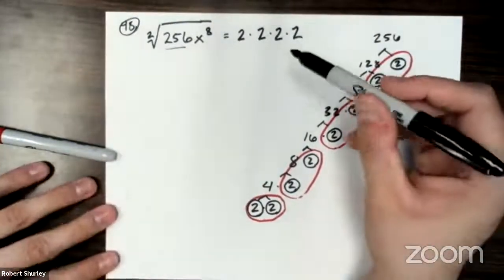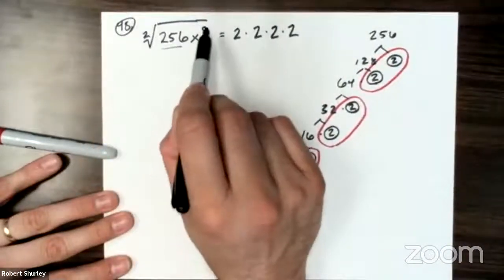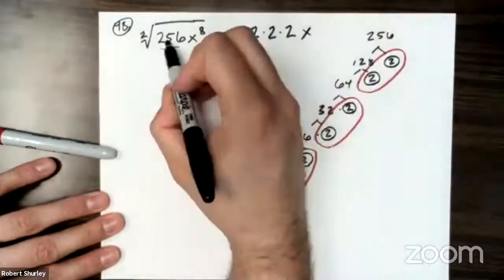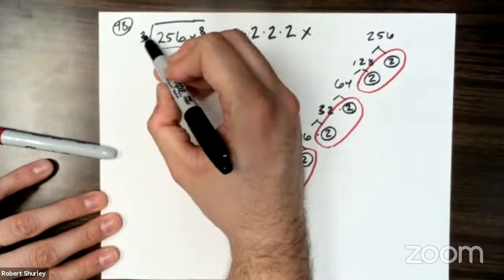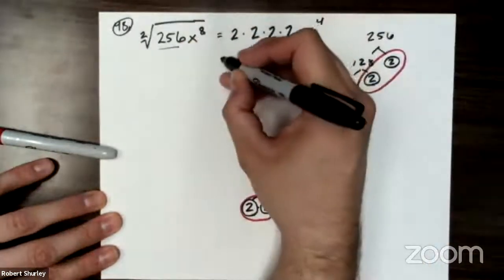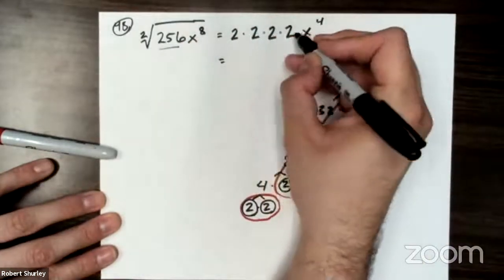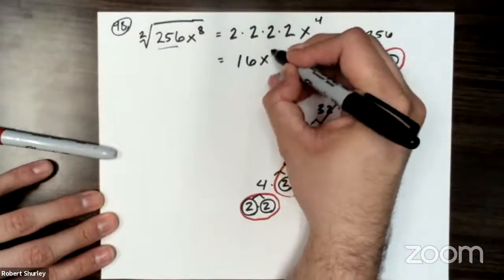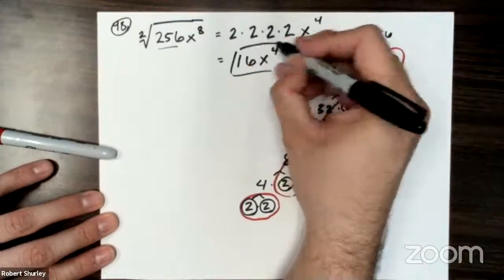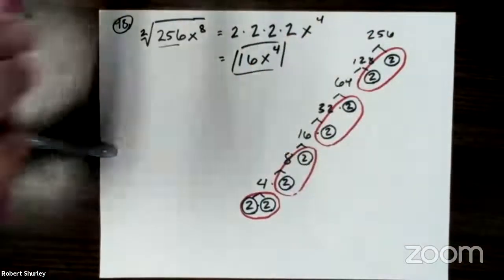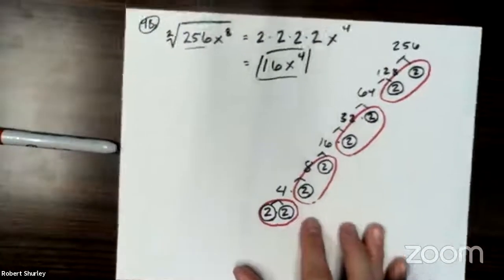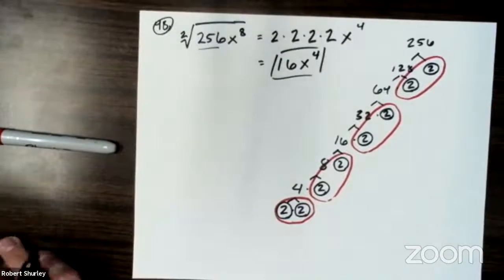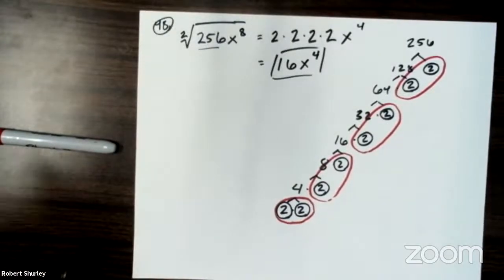But I want to show you where this is coming from. Now look, the square root of x to the 8th. Remember, it's an exponent, we just divide. How many times does 2 go into 8? 4. So this leaves us with 2 times 2 times 2 times 2. That's 16. x to the 4th. Okay, 16x to the 4th. Pretty nifty.